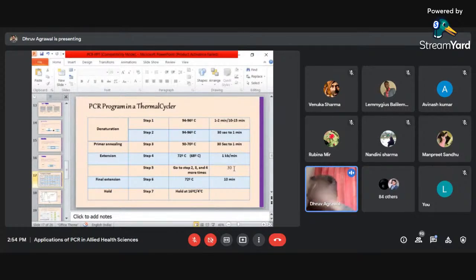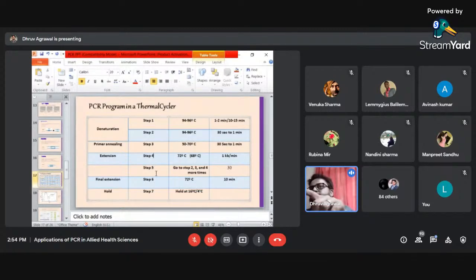Every cycle will multiply your DNA. So how many times do you want to multiply your DNA? The lesser the amount of DNA initially you have, the more cycles you will need to give. Let us say you have given 30 cycles. So 30 times steps number 2, 3, and 4 will be repeated continuously.